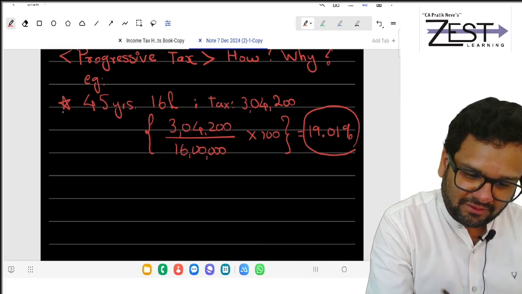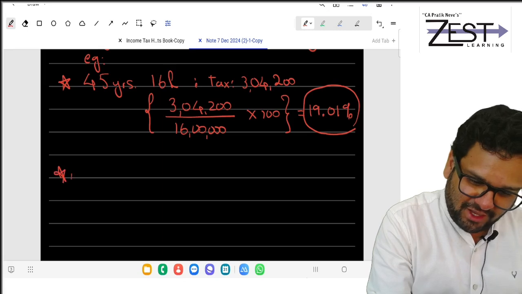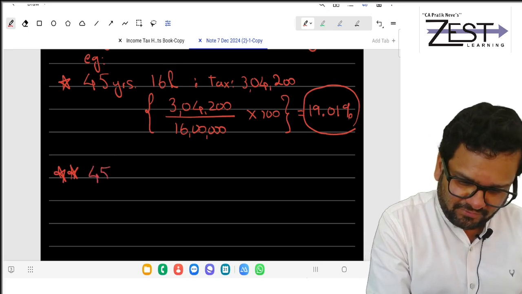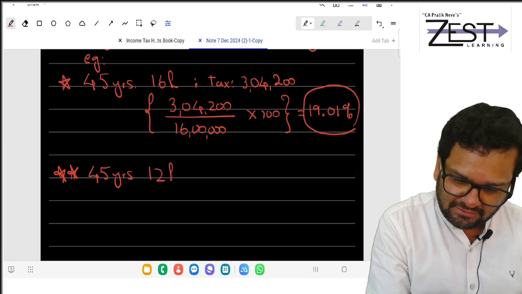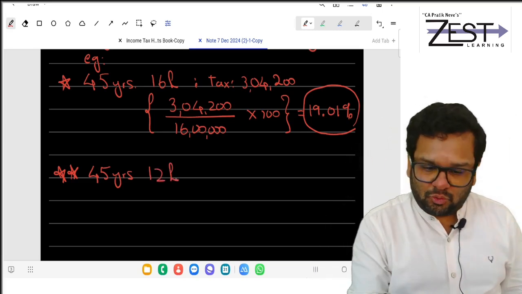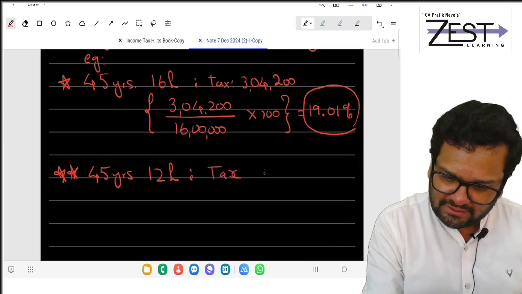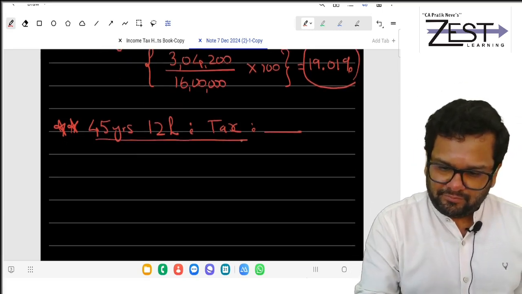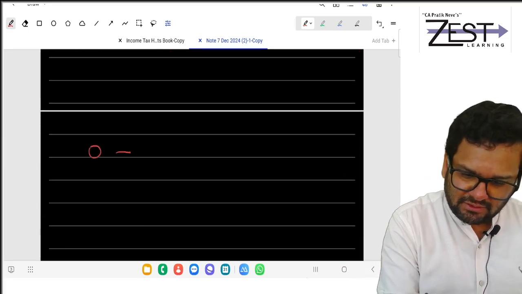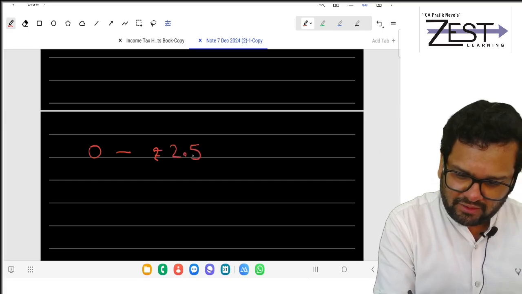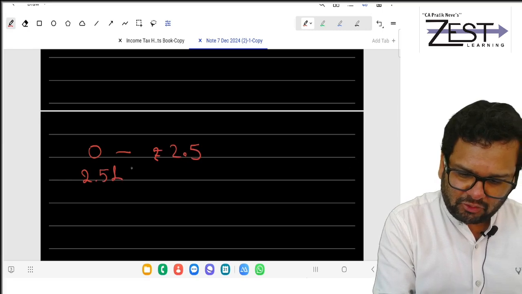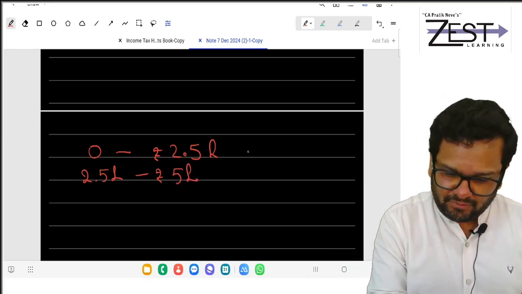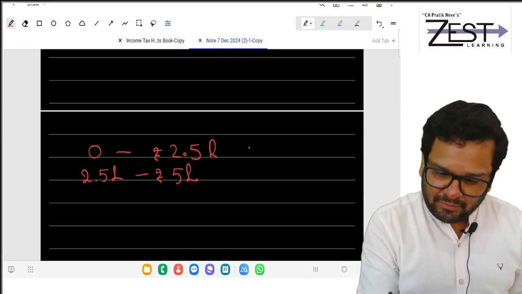Point is different. Point is not that. Point is now same data, 45 years, but I want to make income 12 lakhs. I want to show you on 12 lakhs. Can you calculate tax on 12 lakhs? Smartly now. So if I go here 0 to 2.5, 2.5 lakh to 5 lakh. Now I have become expert in this.